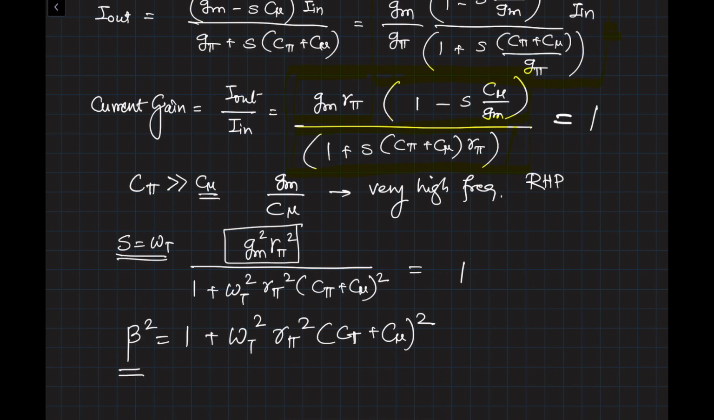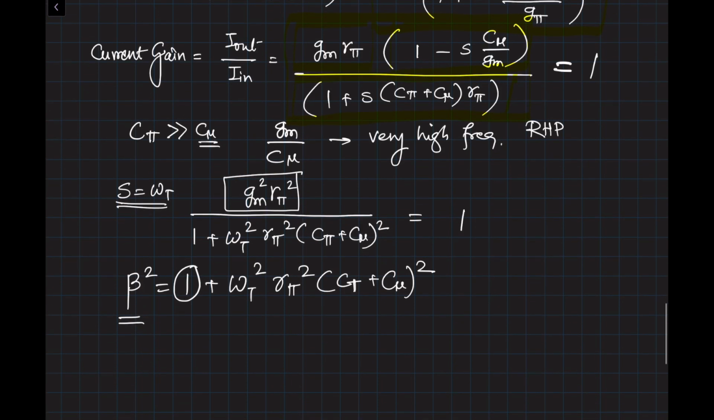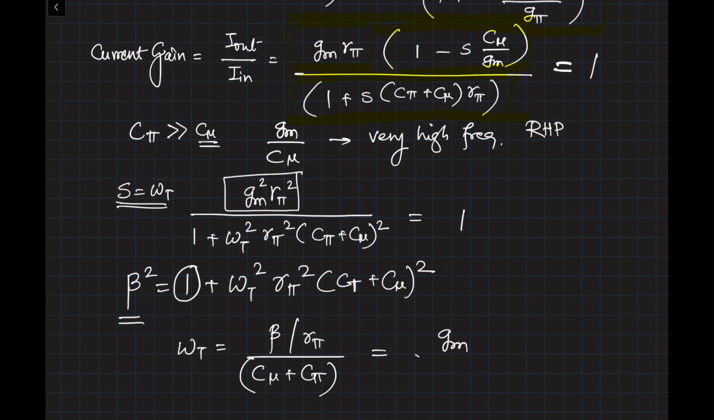Since we have beta squared on one side, we can ignore this one. For example, beta is 100, which means beta squared is equal to 10,000. So we can ignore the one part to simplify our expression. And then we can get omega t is equal to beta divided by R pi divided by C mu plus C pi, which is equal to gm divided by C mu plus C pi. So this is an interesting result.